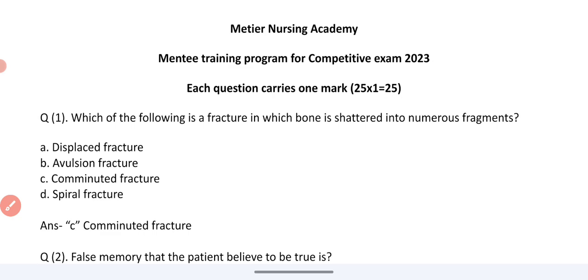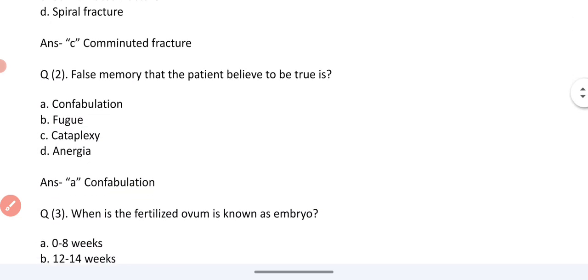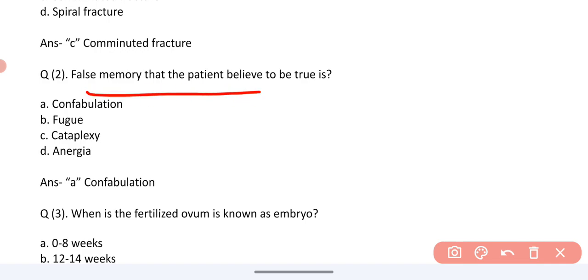Okay, and the next one is: false memory that the patient believed to be true is. So there is a false memory and the patient believes that false memory is a true one. Otherwise, the patient confuses an imagined scenario with an actual scenario. The patient believes the imagined scenario to be true. That is called what? This question will directly take you to option A, that is confabulation.